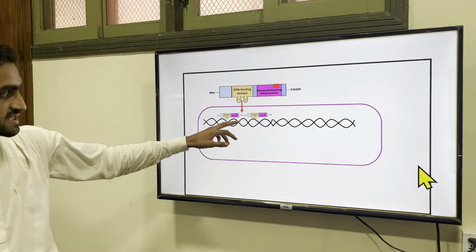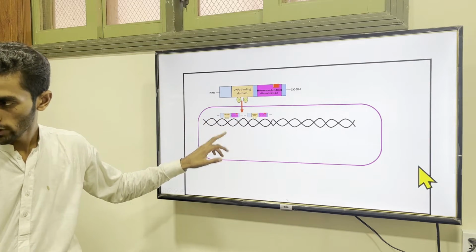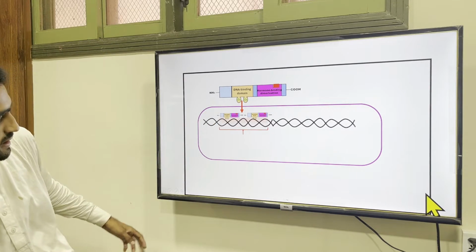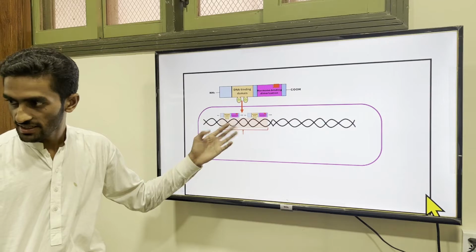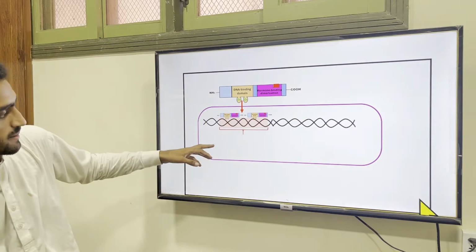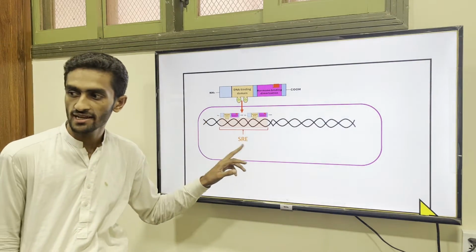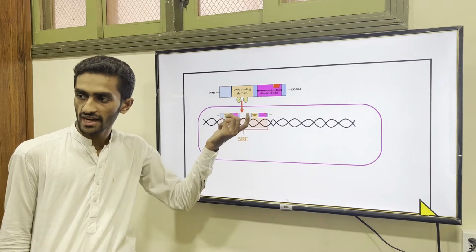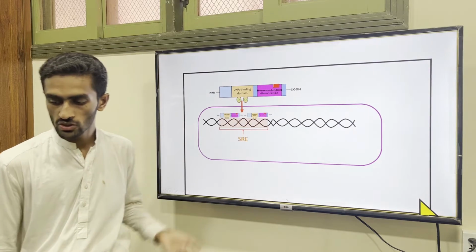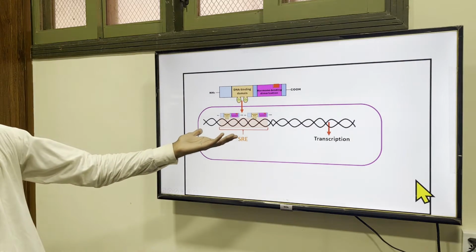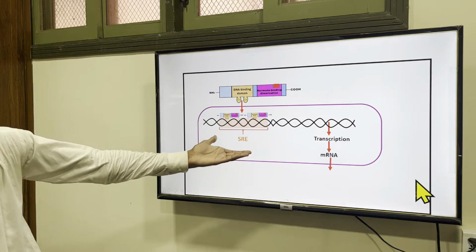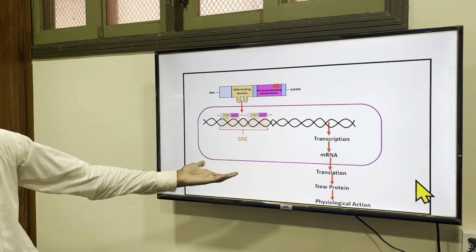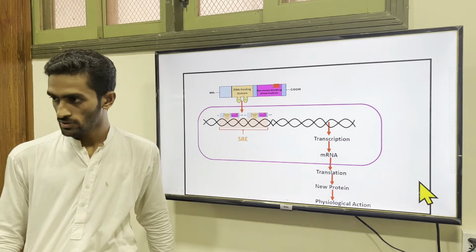Let's see, these are attached with the nucleus. This part of DNA, this segment which is attached with the receptor hormone complex, we name SRE, meaning steroid response element. This is the segment of DNA which attaches with this receptor hormone complex. The other steps are simple. Transcription will occur, then mRNA synthesis, and translation occurs, giving new protein synthesis, which will perform the physiological action. Are you clear with this?